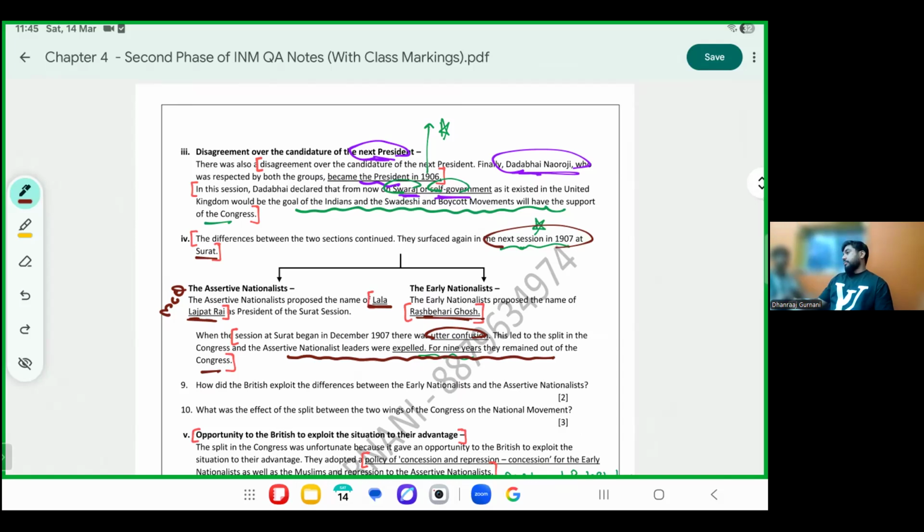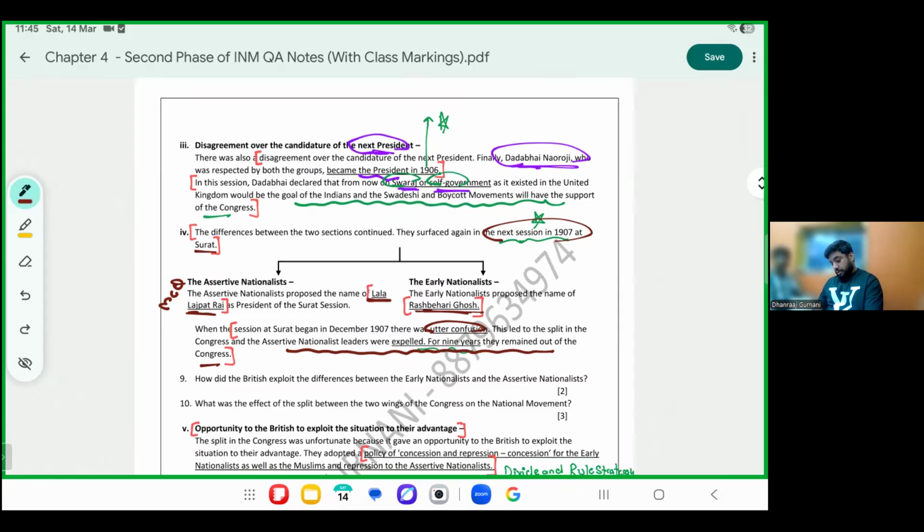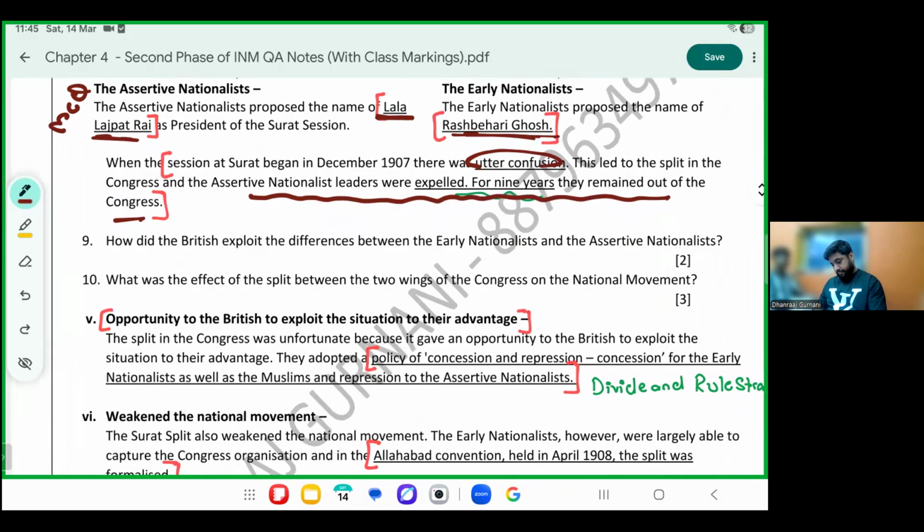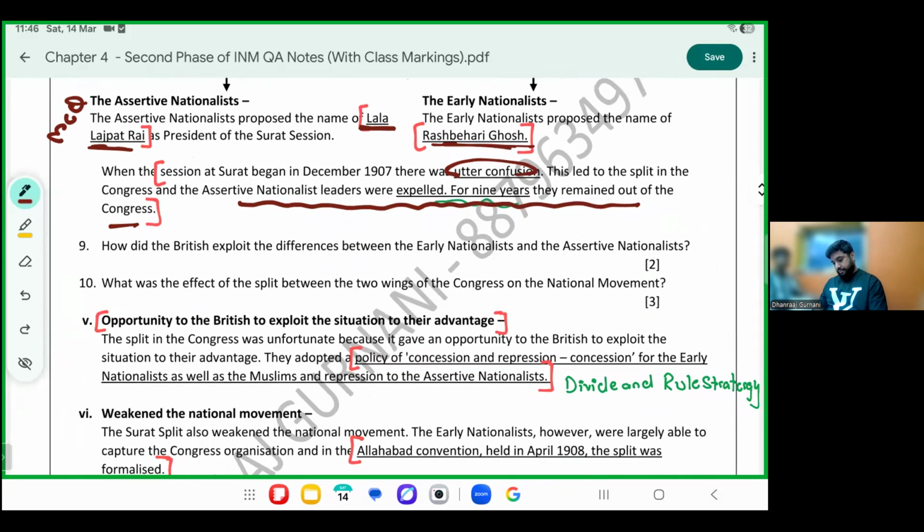Sir, is it because the assertive nationalists supported Swadeshi and boycott, so the Britishers couldn't collect taxes from them? That's okay. Again, the same point, that the Britishers didn't like the assertive at all. But there was one important point why, within the Congress, the early removed the assertive. Apart from seniority and support, there was one important aspect why the early removed the assertive very comfortably.